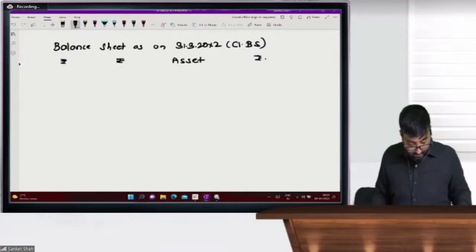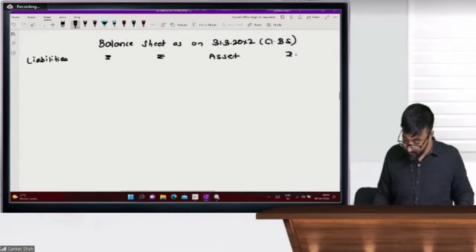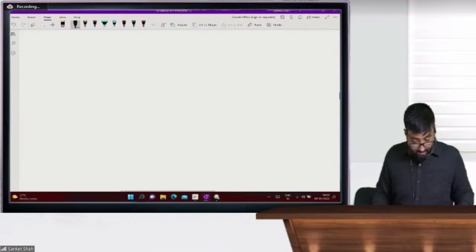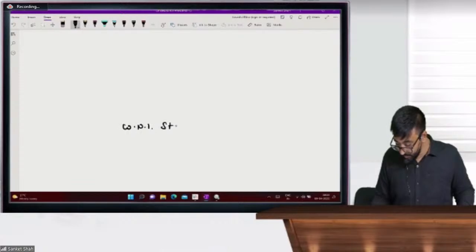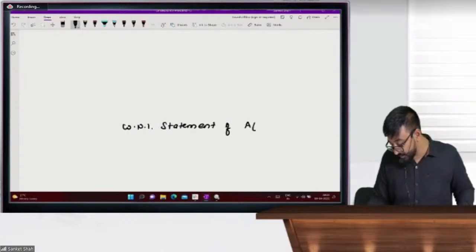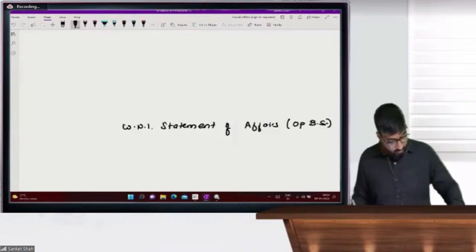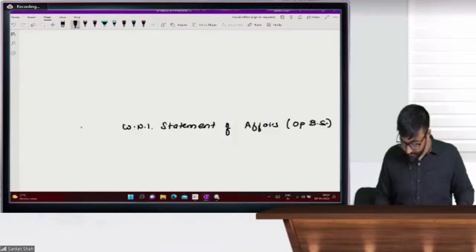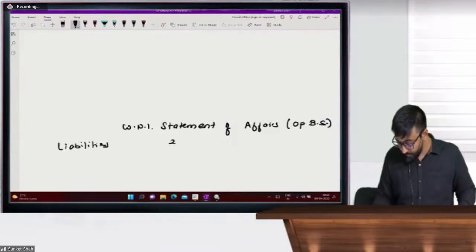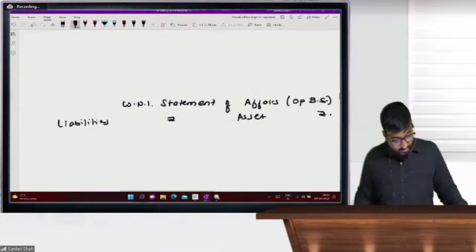Assets, rupees. 10 lines. Working note 1. Statement of affairs. Which balance sheet, beta? Closing or opening? Opening balance sheet. Liability, rupees, asset, rupees. Seven lines.